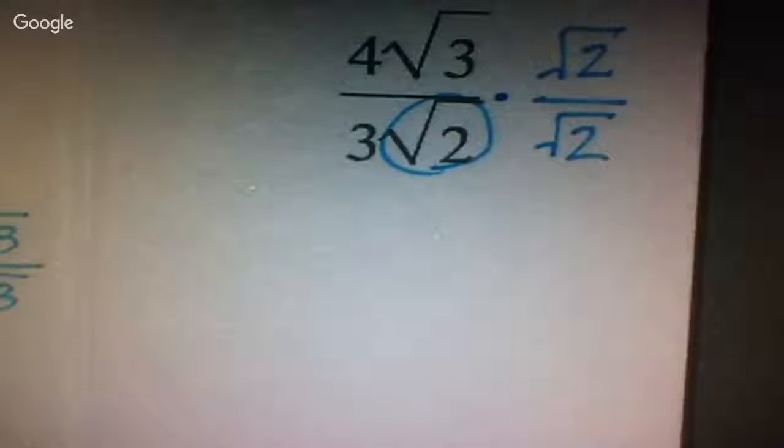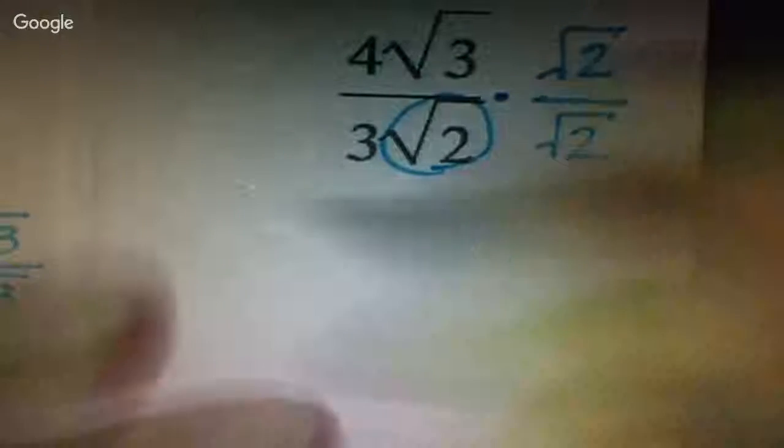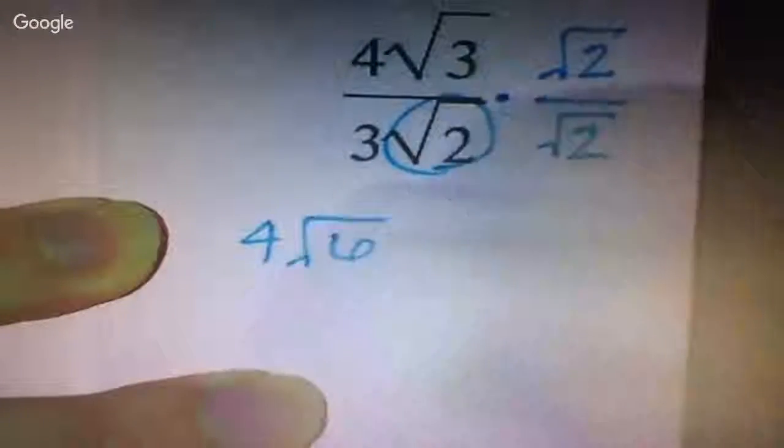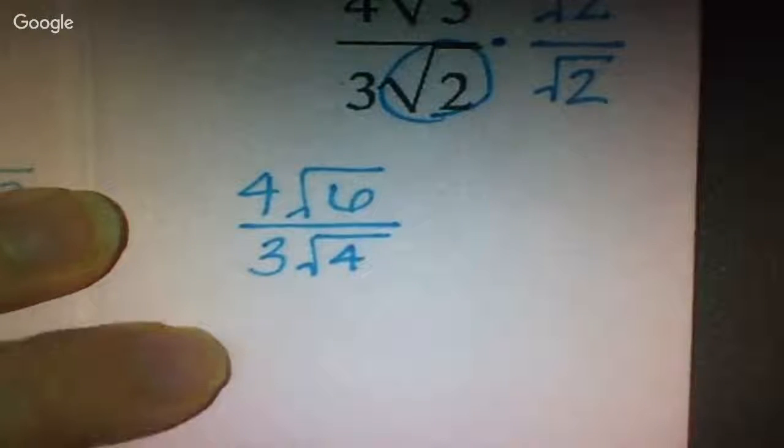Okay, so watch what happens. When I multiply across the top, my coefficients are 4 and 1. So that gives me 4 square roots of 3 times 2, which is 6. In the bottom, 3 times 1 is 3, and the square root of 4. Now you could have multiplied by 3 square roots of 2, but all that's going to do is cause you problems at the end because you're going to have to reduce. You don't want to do that to yourself. So that's why we did not multiply by 3.